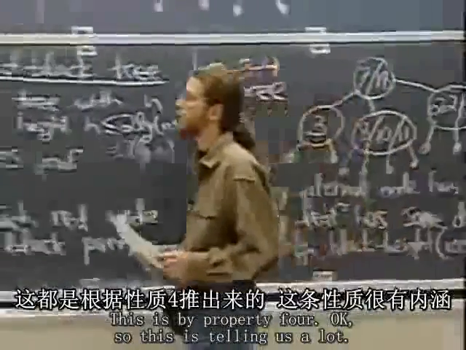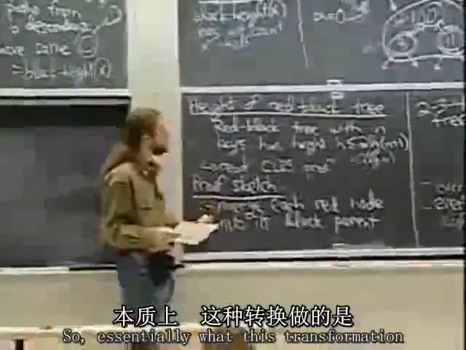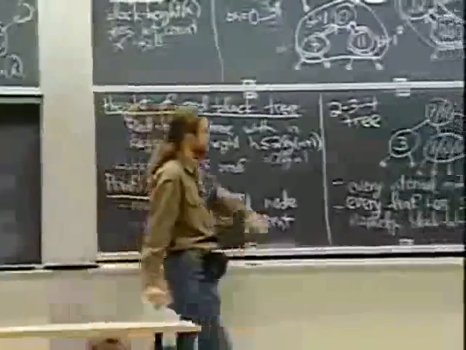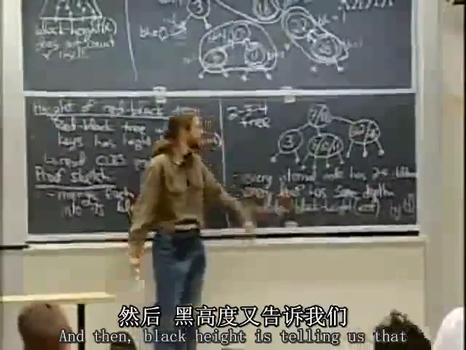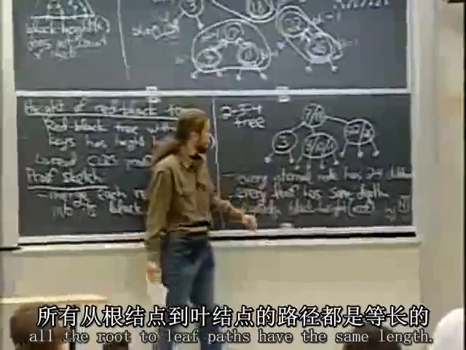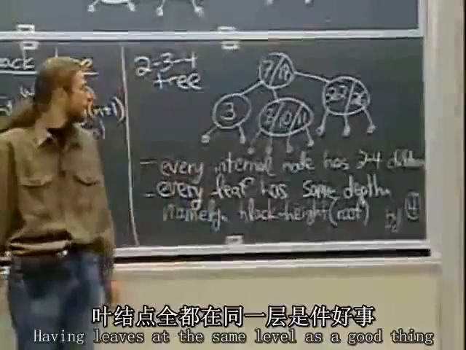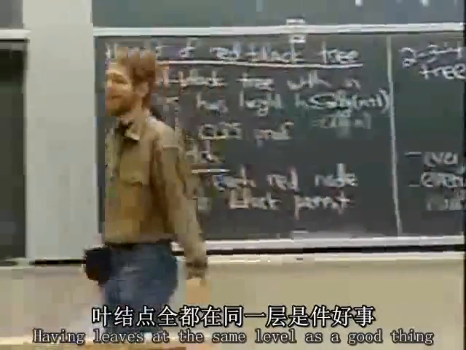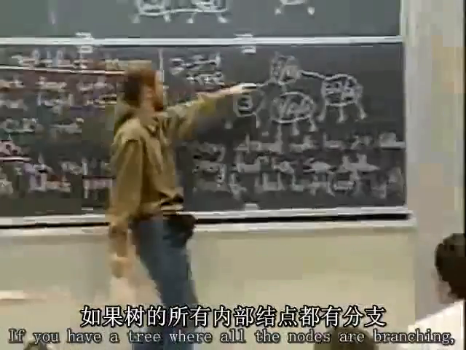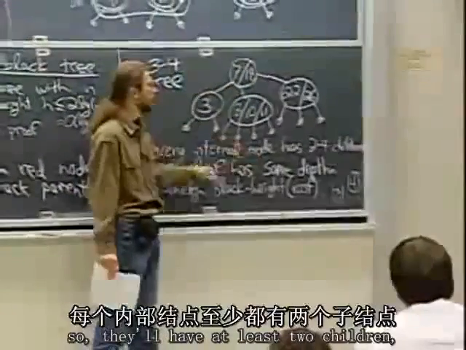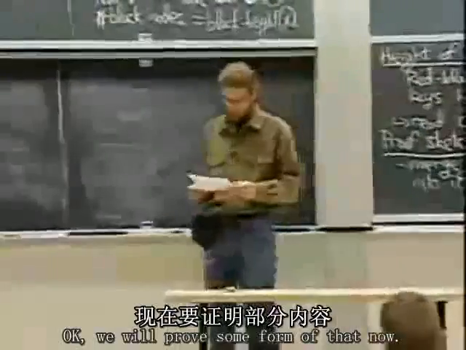So this is telling us a lot. Essentially what this transformation is doing is ignoring the red nodes. And then if you just focus on the black nodes, height equals black height. And black height is telling us that all the root to leaf paths have the same length. Therefore, all these nodes are at the same level. Having leaves at the same level is a good thing, because it means that your tree is pretty much balanced. If you have a tree where all the nodes are branching, so they all have at least 2 children, and all the leaves are at the same level, that's pretty balanced. We'll prove some form of that now.